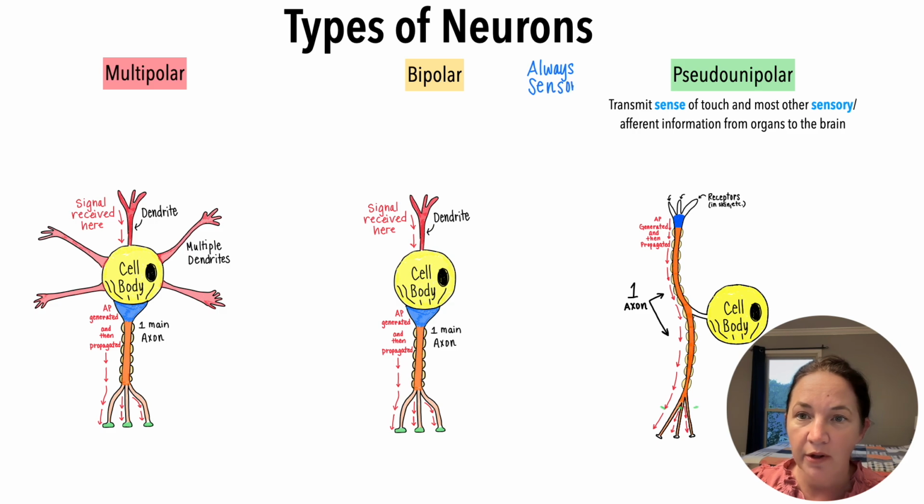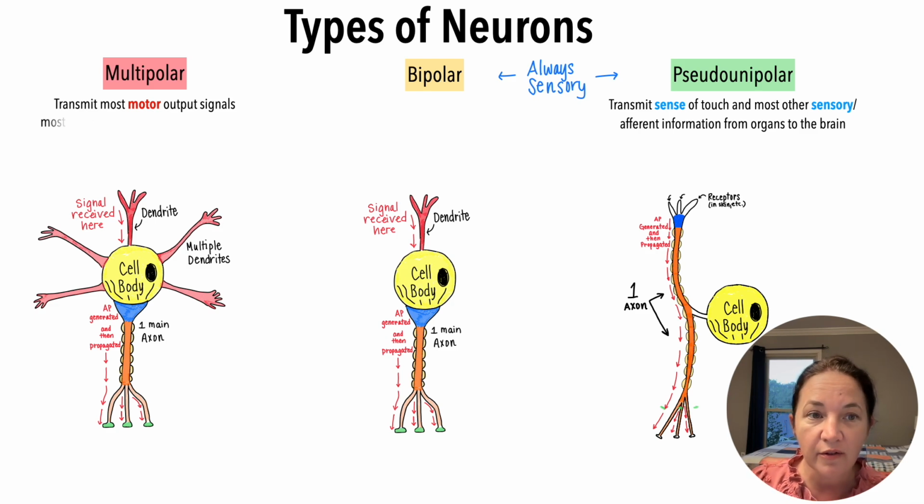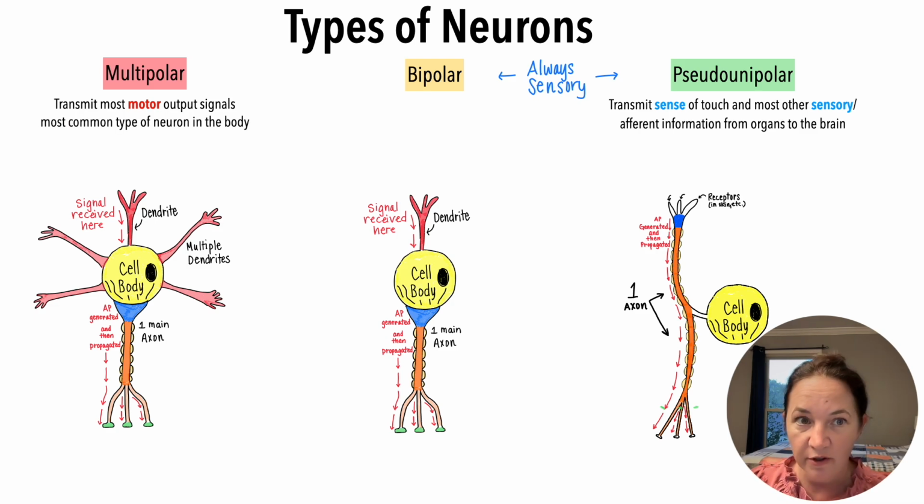Now, the bipolar and the pseudo-unipolar can be remembered because they're always associated with sensory information, whereas the multipolar can actually be both. But the multipolar is going to transmit most motor output signals. It's the most common type of neuron in your body.